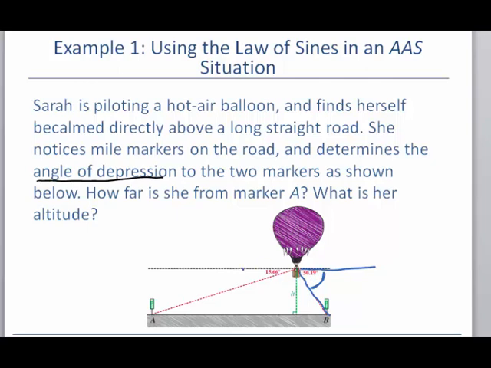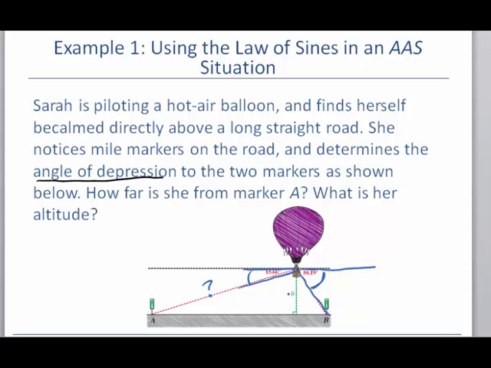Okay, and then we have the same sort of thing on the other side. If she looks straight out, this is her line of sight. If she looks down at the mile marker, this is her line of sight. So the angle of depression lies in between, and they tell us that that one is 15.66. And so the question that we're being asked, first of all, is how far is she from marker A, which would basically be finding this side of the triangle. And then what is her altitude? What is her height, which would be finding H in the picture.